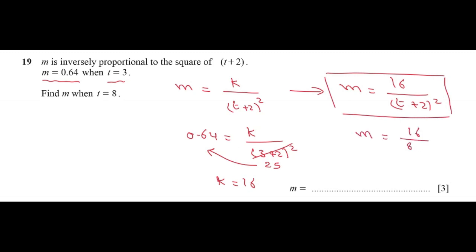16 over (8 plus 2) to the power 2. It means 16 over 100. In simplest form, it will be 4 over 25.